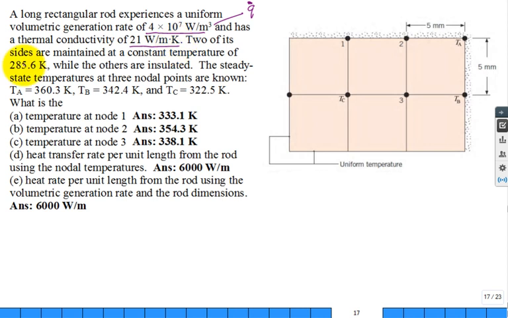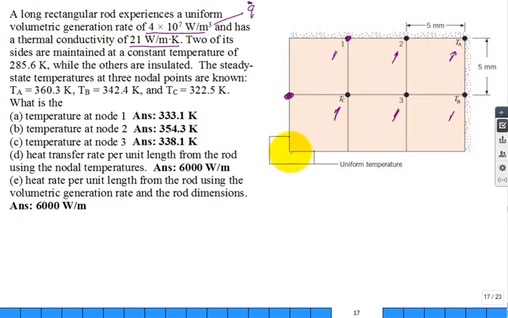Two of the sides are maintained at a constant temperature of 285.6 Kelvin. How did they come up with this? I don't know. So these have uniform temperature. You can see they discretized it. Can you see where they have this node right here, and call that node 1, node 2 right there? Node A, and they're going to talk about the temperature at node A. This is the temperature at node C. This is node 3. This is node B, temperature at B. So they put a node right here.